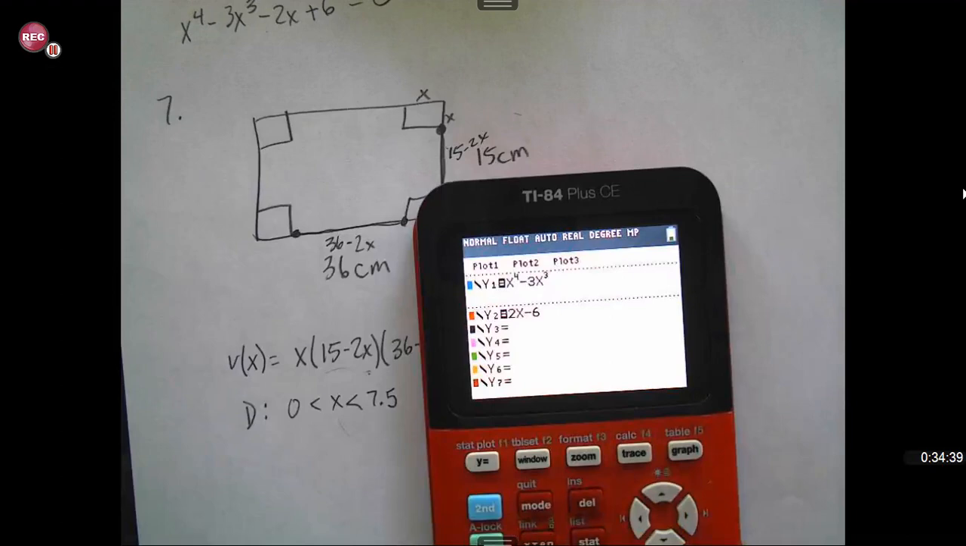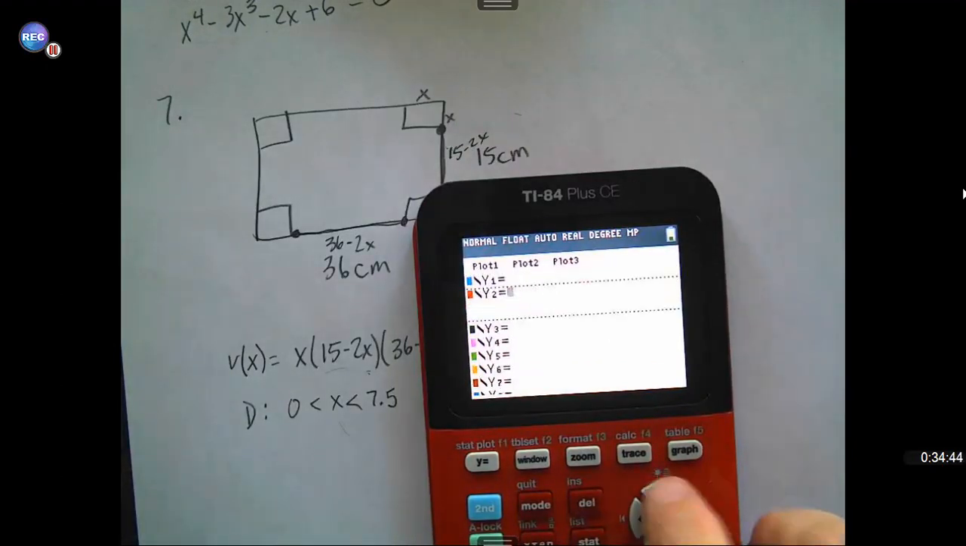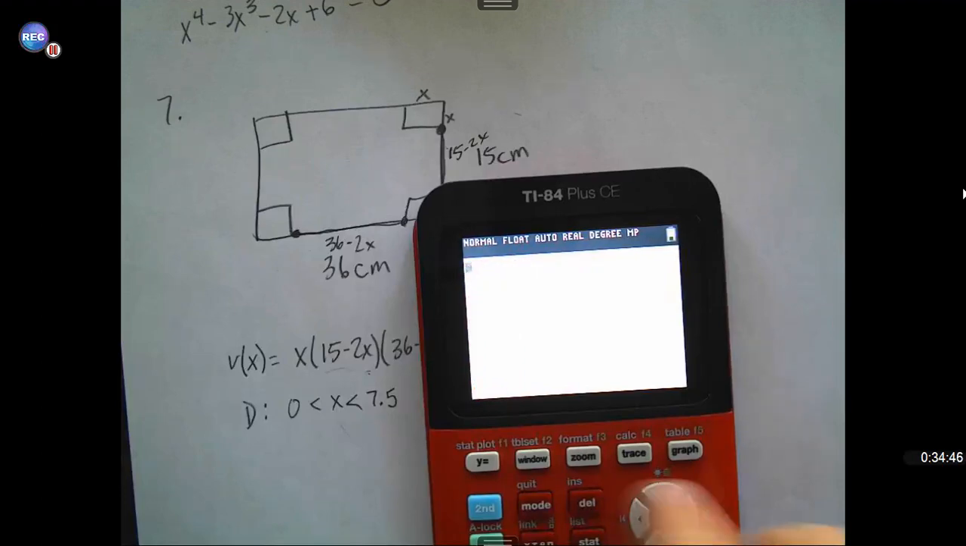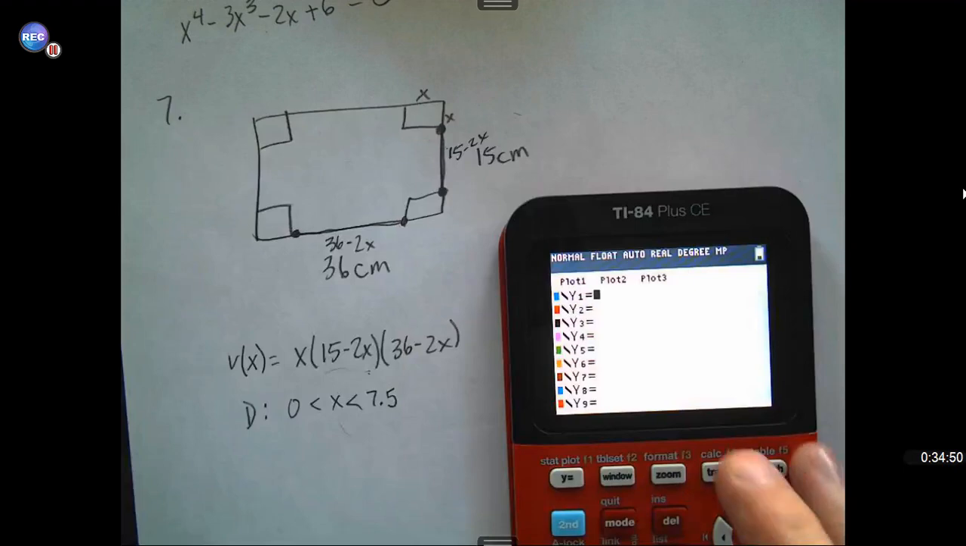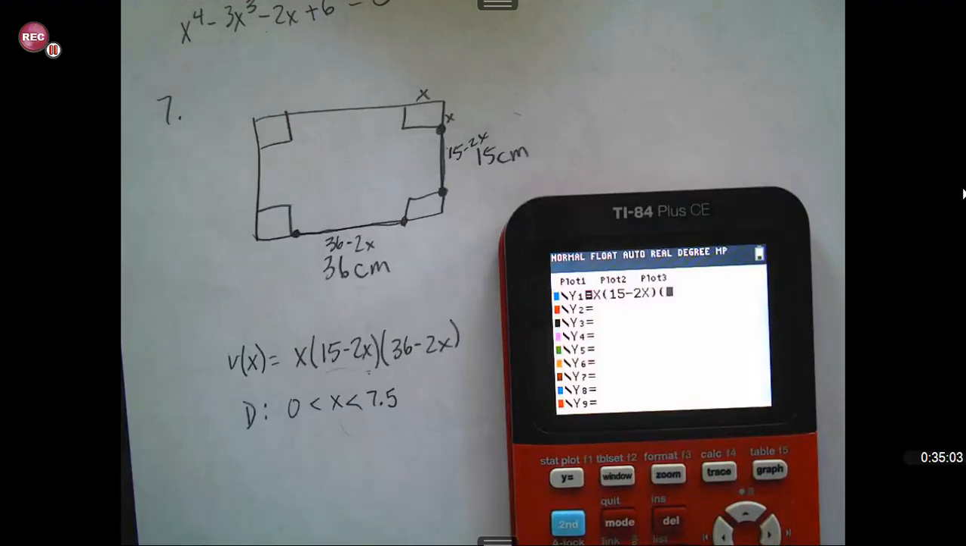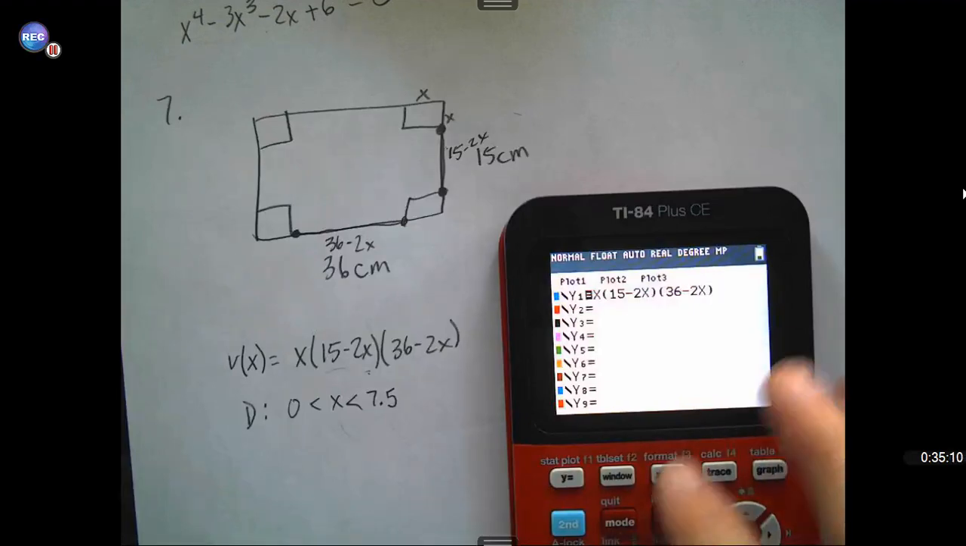So we go to our calculator. We put into y1, clear out what I have from the previous problem. And so y1, I'm going to put x, and there's no need to multiply this out. It's going to be x times the quantity 15 minus 2x, times the quantity 36 minus 2x. And we are going to look at that graph.